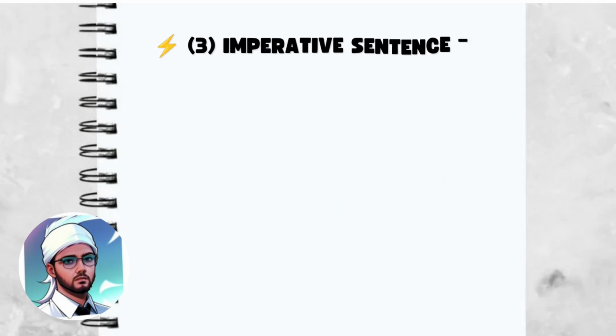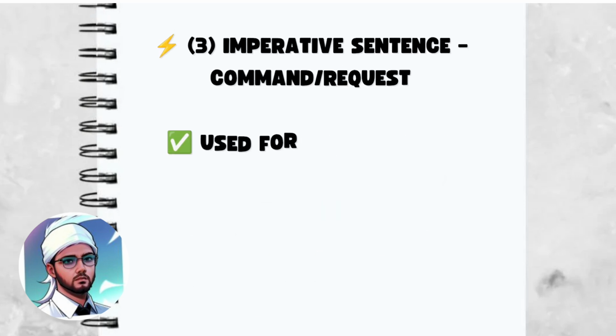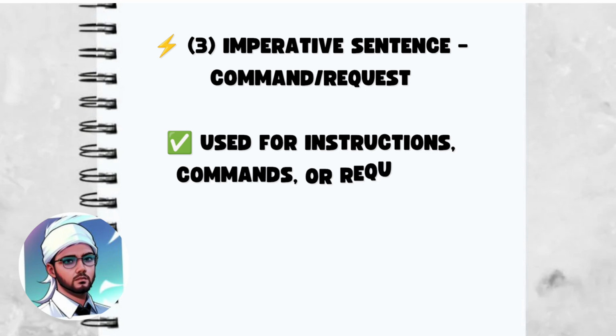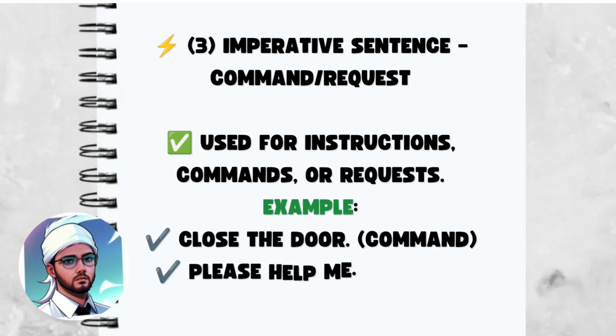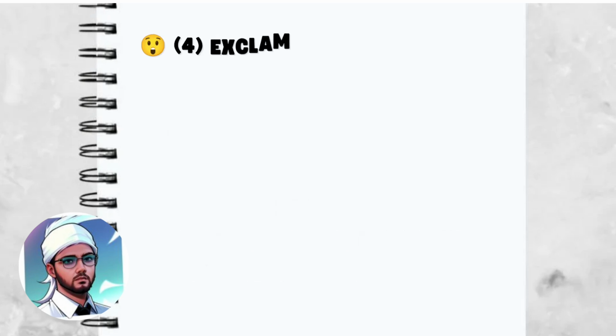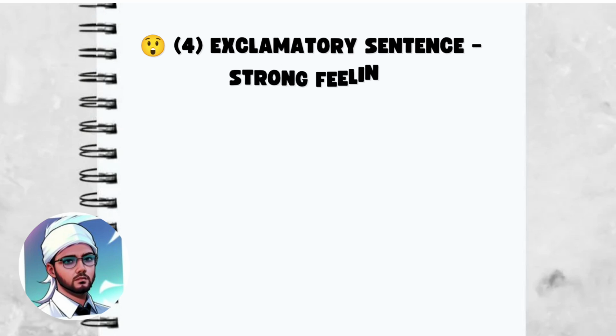Number 3, imperative sentence. It's all of the sentences which mean a command or request. Use it for instructions, commands or requests. For example, close the door. This sentence is a command. The second one is please help me. This sentence means a request.